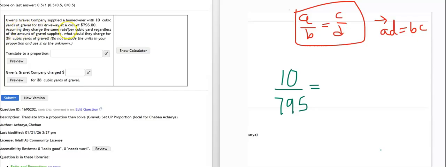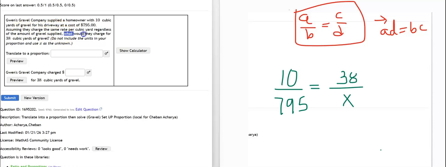Assuming they charge the same rate per cubic yard regardless of the amount of gravel supplied, what would they charge for 38 cubic yards of gravel? So 38 is cubic yards. When we write the next ratio, 38 must go in the numerator because this corresponds to 10 in the numerator, which is also cubic yards. Don't put 38 in the denominator. No. So you put it on top because top is cubic yards. The bottom is X because that's what I don't know.